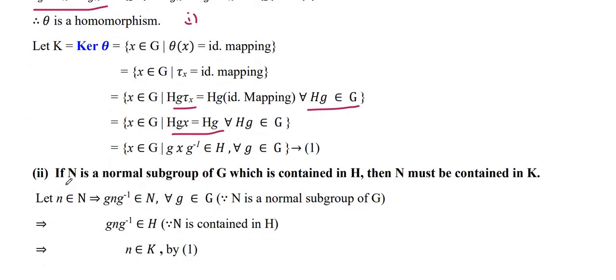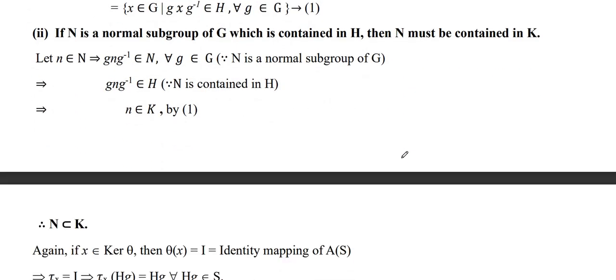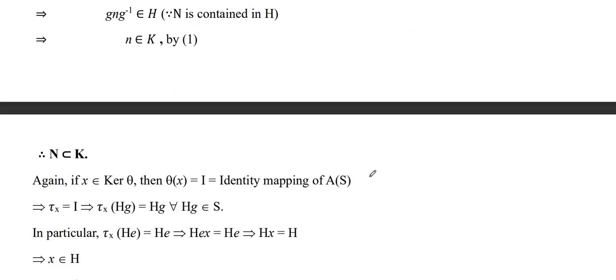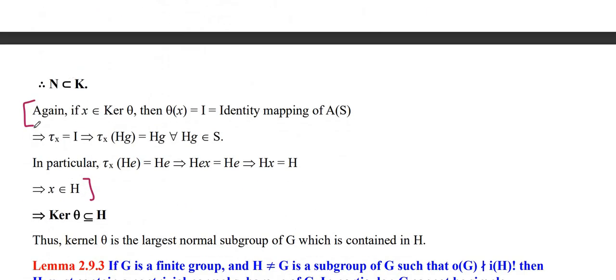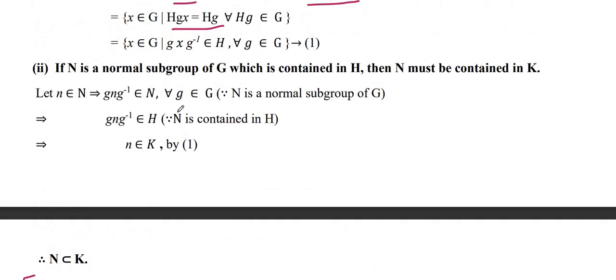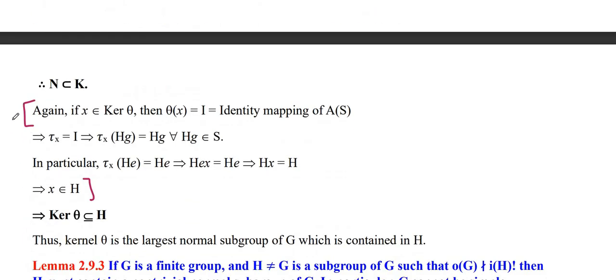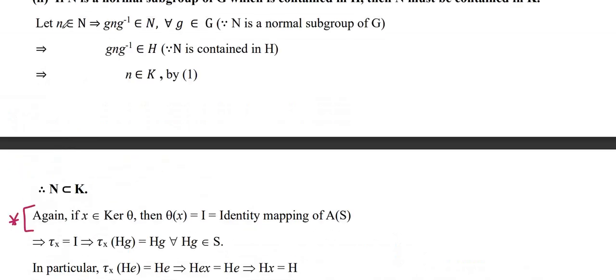Now in the second part we have to show that kernel theta is the largest normal subgroup. To prove that, we have to have our K first contained in H. Actually this should have come earlier. I mean, after defining this we have this one, that is, kernel theta is contained in H, and then to have K be the largest normal subgroup, we have this part. So this has to come first and only then this discussion.